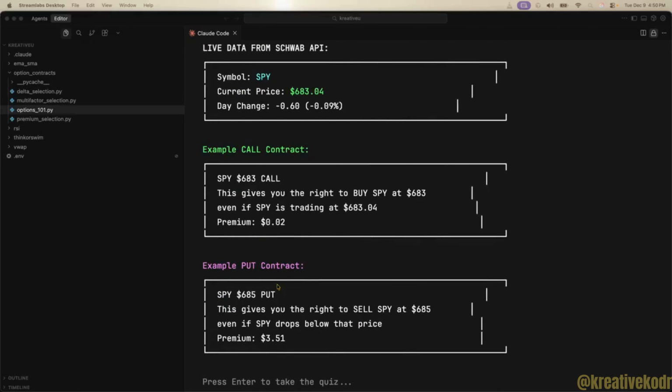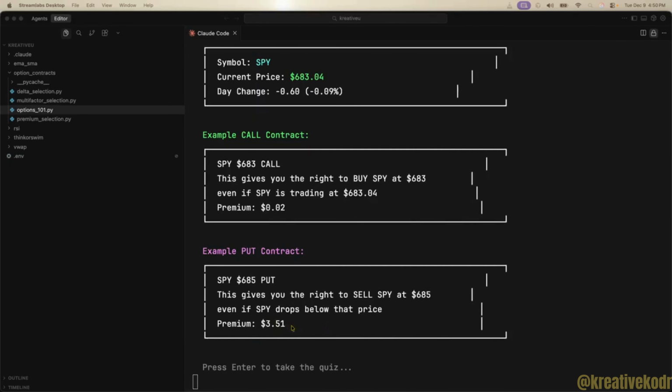And here's a put contract, a SPY 685 put. This gives us the right to sell SPY at 685, even if SPY drops below the price. And the current price is $351, right? The reason is that it's super out of the money, but we're going to talk about out of the money and in the money and how that affects the prices.